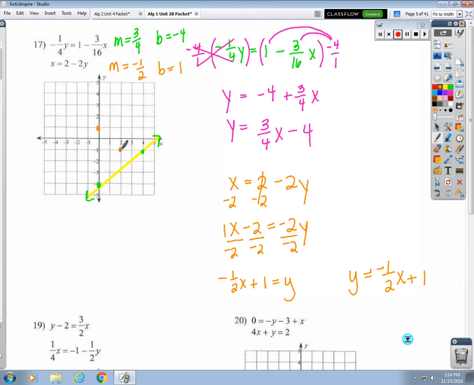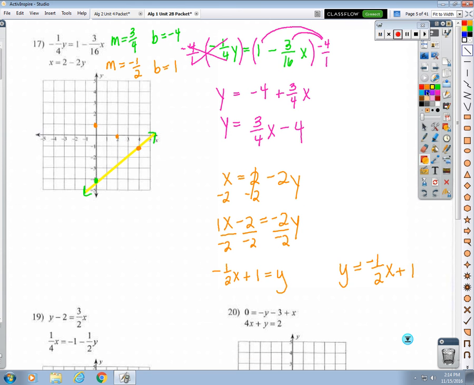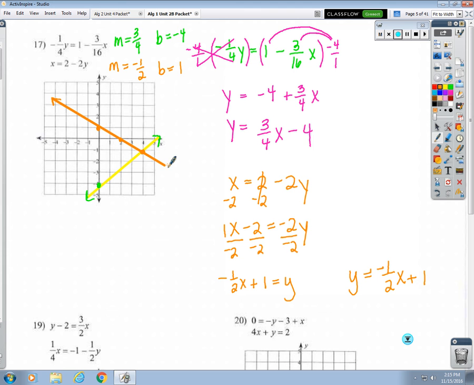Okay, and then if I do that again, hold on, I went down too many on the first one. Down 1, right 2, and then if I do it again, look what happens. I hit the other line. So now connect those with a straight line, and do you see where they intersect? 4, negative 1. Now, how can we check to know that we have done this exactly right and that that is indeed our solution?